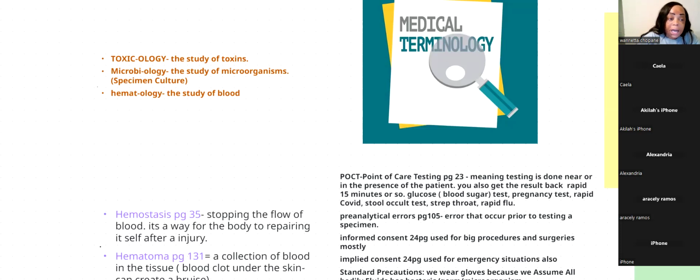All three: toxicology, microbiology, hematology. Okay, the study of toxins, the study of microorganisms, the study of blood. Remember, the study of toxins is anything that is too much for the blood and it can harm you. So whether it's drugs or alcohol, remember, drugs can be legal drugs. A doctor can put you on a potent antibiotic that I know for certain is called vancomycin. If you get too much in your system, it'll cause ringing in your ears.